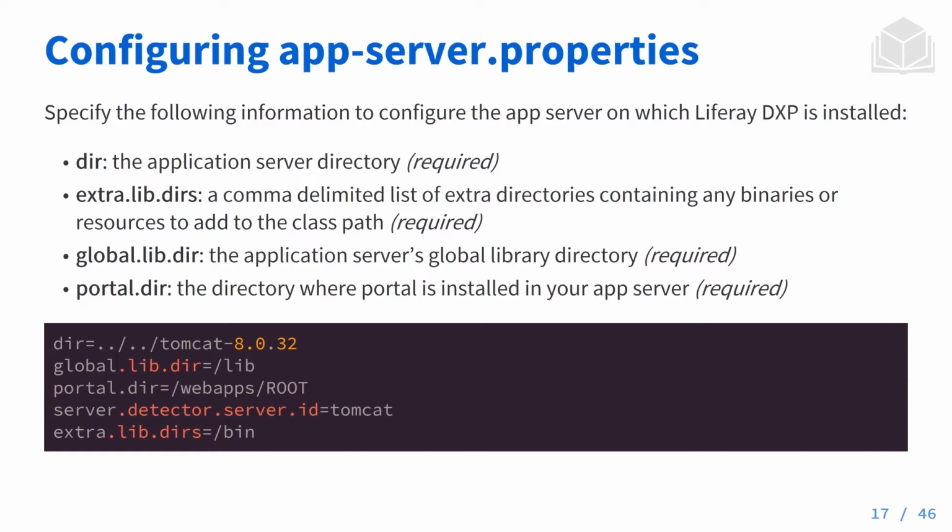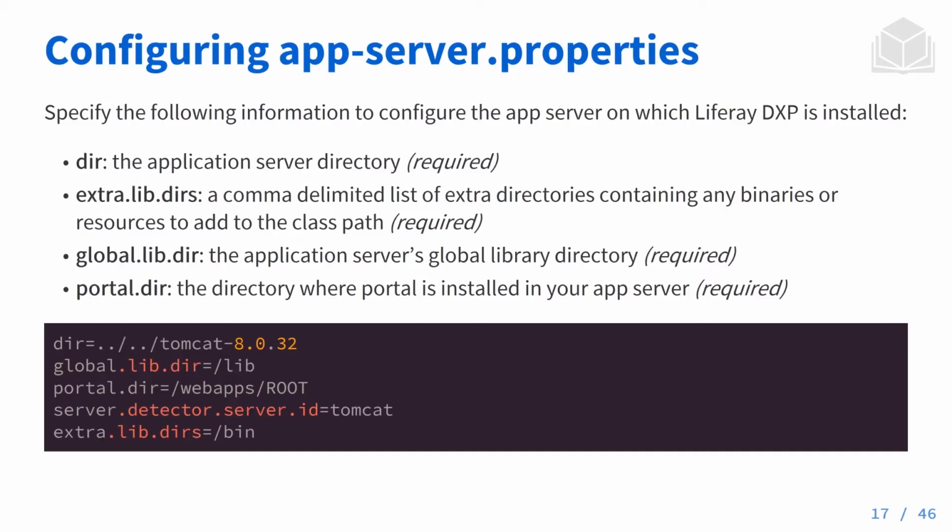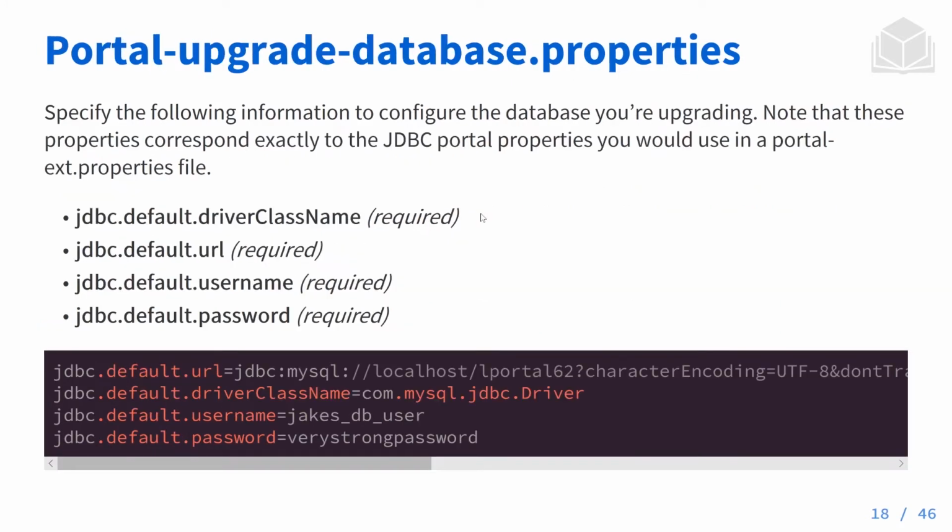The portal directory, or the portal dir. This is where Liferay is specifically. An ID. This is just Tomcat, just specifying our app server is Tomcat. And then where our binaries or any other resources may be, that's going to be in our bin folder. So these are all of the details here that we need to specify within the appserver.properties. Let's move on to the next one.